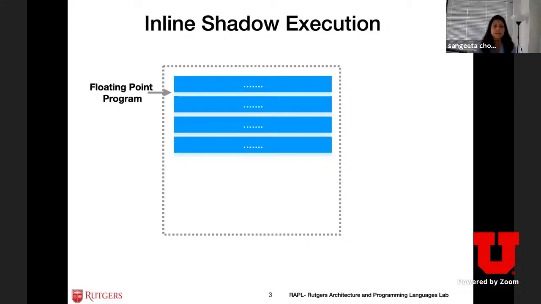So let me start by giving some background on inline shadow execution. Suppose you have a floating point program and you want to detect numerical bugs in this program. This figure shows floating point instructions in blue. So how can we detect numerical errors in this program? One approach could be to write a version of this program with higher precision and compare the output. If the outputs of both programs differ significantly, then there is some numerical bug in the program. But this technique won't help in debugging the numerical bugs. To assist in debugging, we need to compare at various intermediate points.